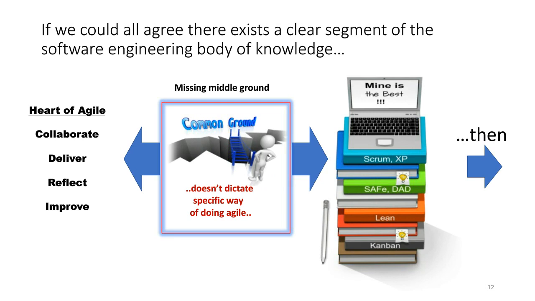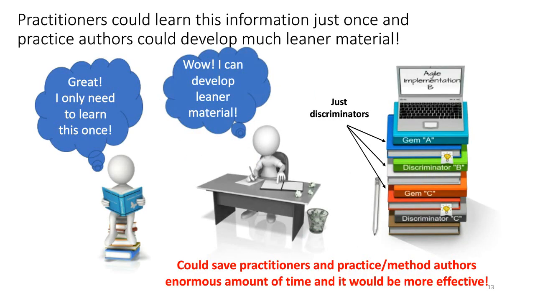If we could all just agree that there is a segment of the body of knowledge of software engineering that fits in this middle ground and doesn't dictate any specific way of doing Agile, and this is a very important part of the point, so I want to say this again: something that doesn't dictate any specific way of doing Agile, then if we could just agree that that exists, practitioners could learn this information just once, and authors could then develop much leaner material focusing just on the real discriminators. And this could save us all an enormous amount of time, and it would be more effective.